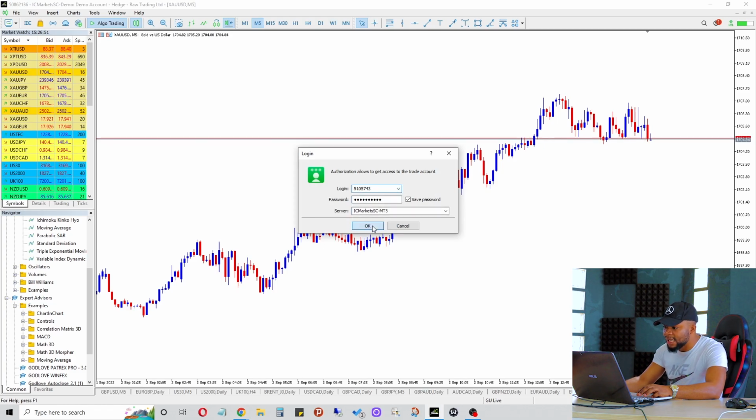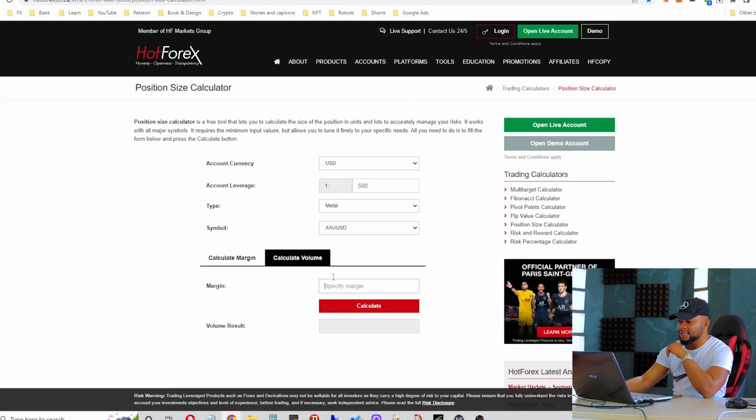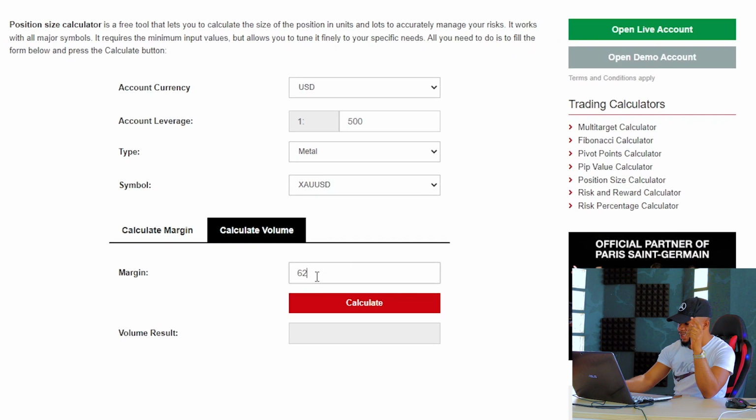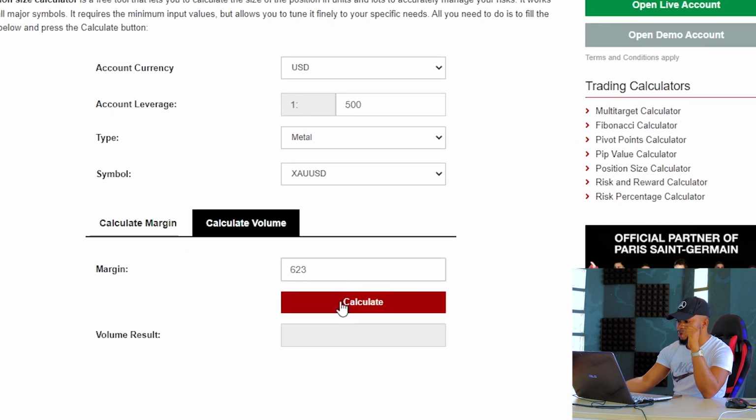7343. Yes, this is the live account. So let's log into the live account, guys. We are almost running out of time. Good. So let's calculate the lot size we're going to be using. What is our balance again? 623. So let's calculate XAU/USD. The lot size we're going to be using is 1.83.